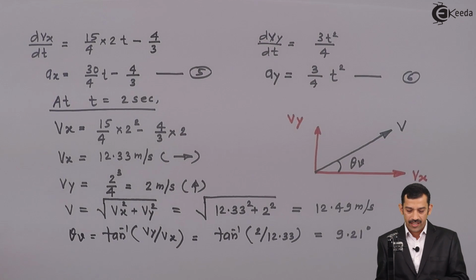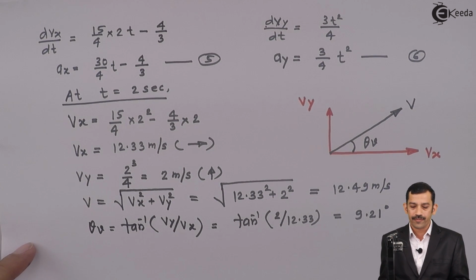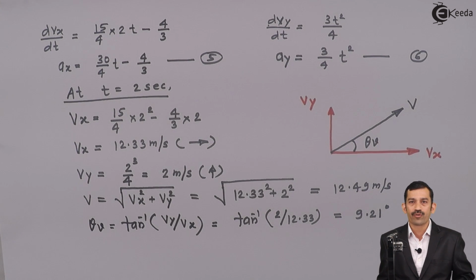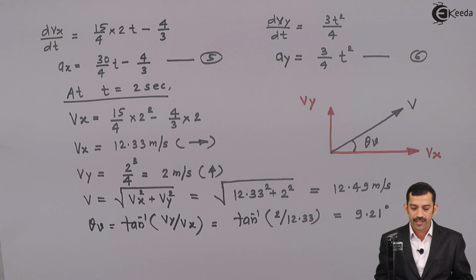As you are getting the velocity at t equal to 2 seconds, what you have calculated up to this step is the resultant velocity and the inclination of velocity with the horizontal. What is asked in the problem? Find acceleration at t equal to 2 seconds. For that, equation number 5 and 6 were derived, where equation number 5 is the equation of Ax in terms of time t, and equation number 6 is Ay, the component of acceleration along the y-axis in terms of t.